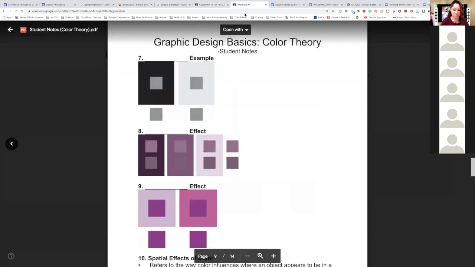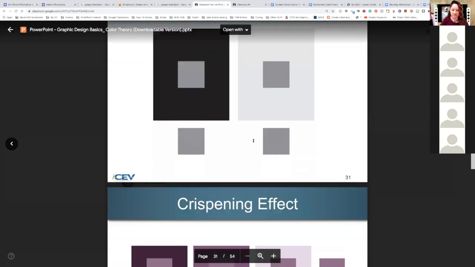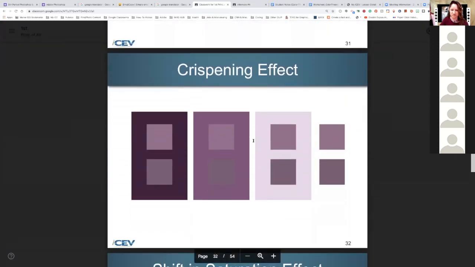Moving on to the next one, number 8. We see these shades of what look like purple, and this is a certain effect. Notice that each of these blocks is different tints and hues. Coming over to our slide, the answer's at the top.